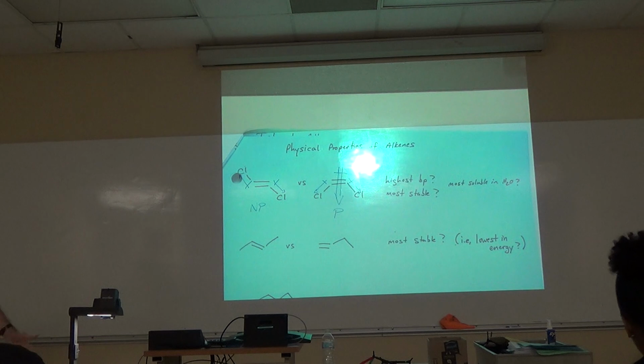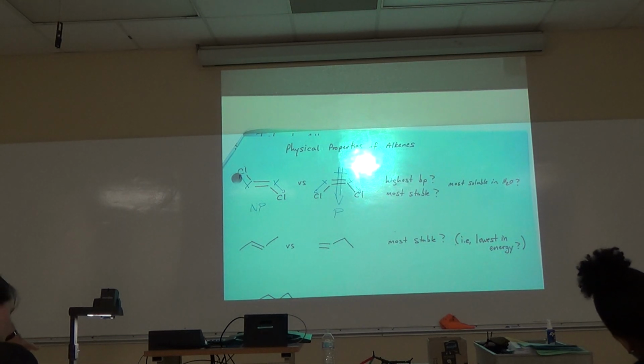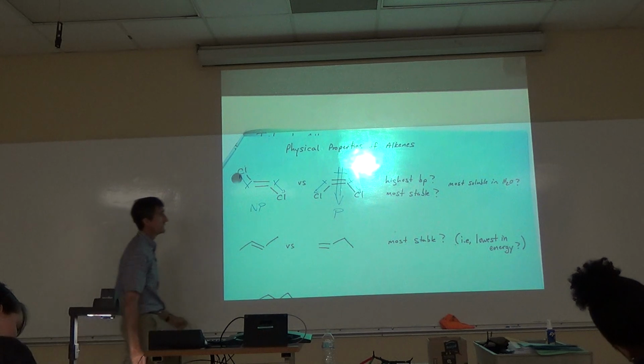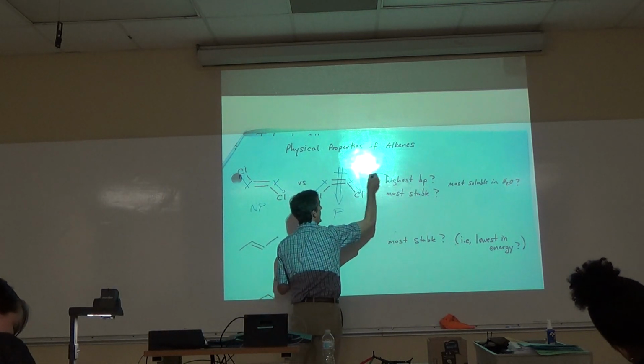Well, the first answer is the one with the highest IMFs. Which will have the highest IMFs? The one that is polar. And so the positive end of one molecule can attract to the negative end of another molecule. Okay? Highest boiling point.